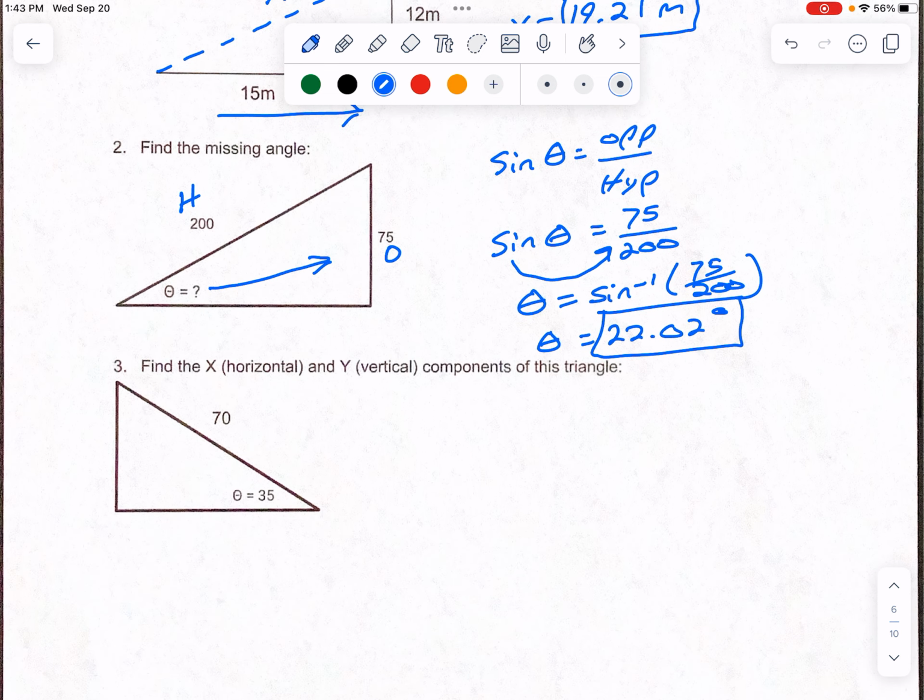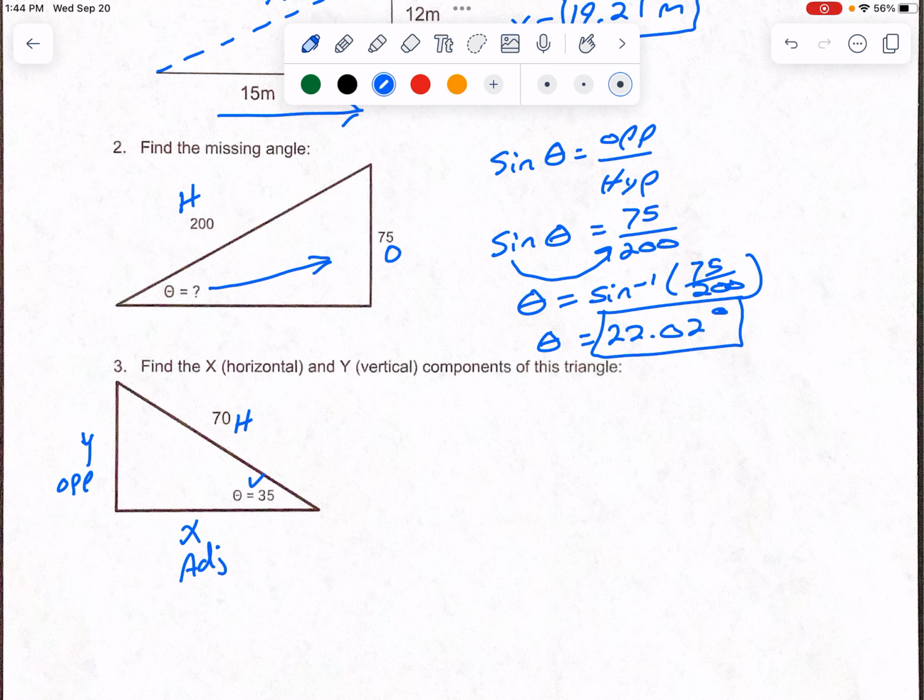Number three, find the x, the horizontal, so right here, and then y, the vertical, components of the triangle. So we have to look at, what do we have? We have the angle, and we have our hypotenuse. We're looking for y, that means that's our opposite. And we're looking for x, that's our adjacent. So let's do one at a time. You can't do both of them in the same one. We're going to have to do two trig functions here.